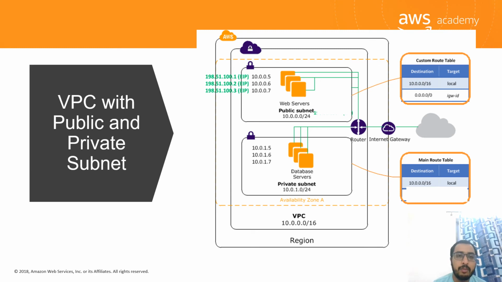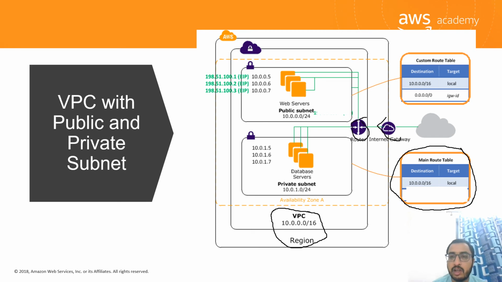So, VPC with public and private subnet. This is a VPC cloud, inside it are subnets, and this is a public subnet. This is a private subnet, and this is the VPC CIDR address. This is the route table where we configure which path we will give for connection. This is also a route table. This is a router, and this is the internet gateway which allows access to the internet, and this is a cloud where information is stored. So this is basically a VPC with public and private subnet.